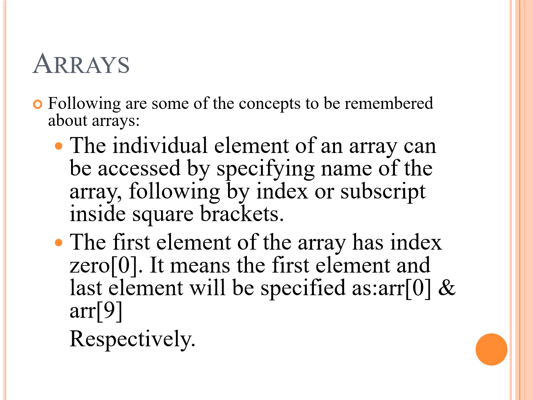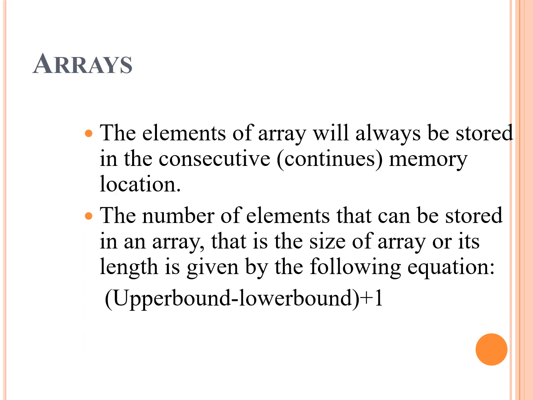For example, if your list contains 10 elements, in memory it will be from 0 to 9. The 10th element is at location 9 because the counting starts from 0. The elements of an array will always be stored in consecutive memory locations, one after another. They are always contiguous.